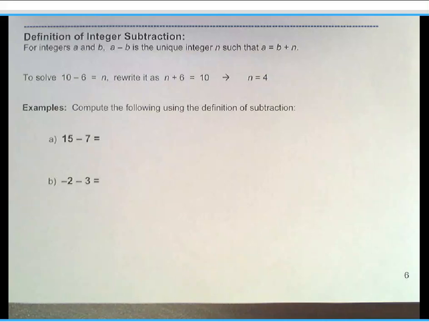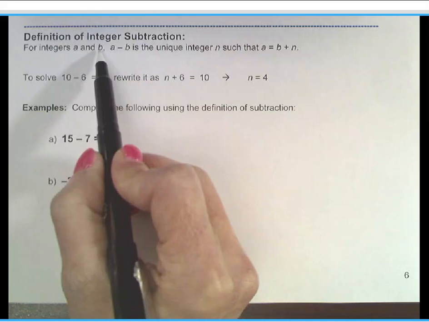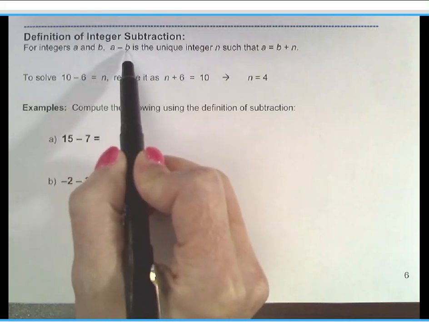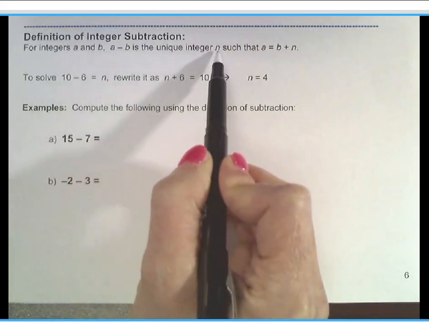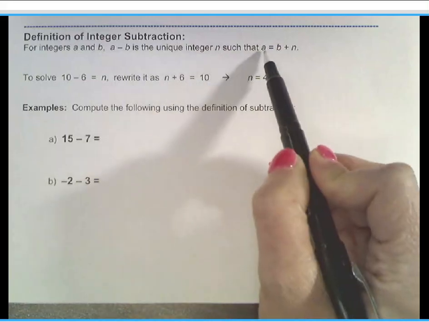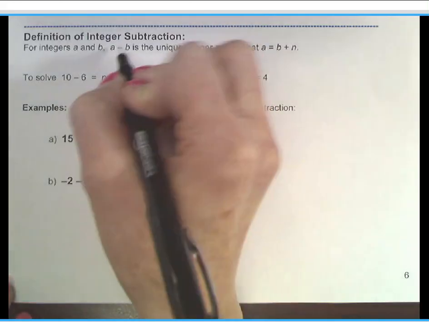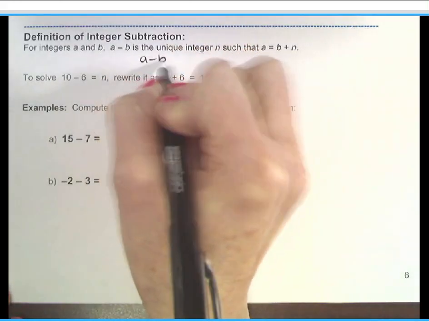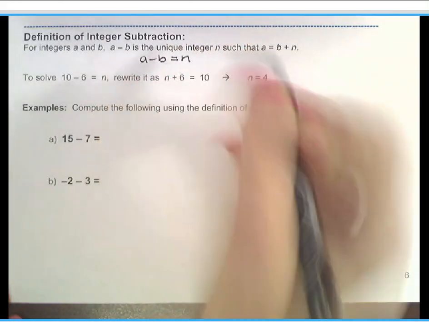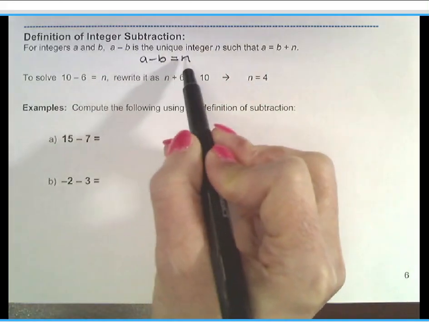So now what we're going to do is formally define integer subtraction. The official definition for integer subtraction is, for integers a and b, a minus b is the unique integer, they're going to call it n, such that a is b plus n. Now let me explain that. a minus b is the unique integer n. They're saying a minus b is equal to something.